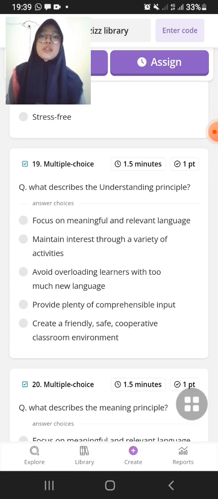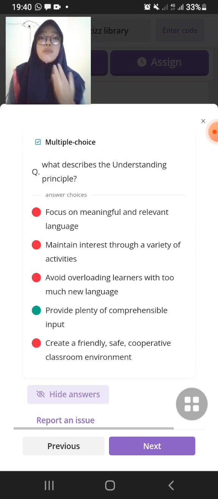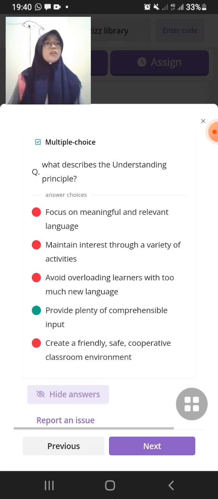Question number 19. What describes the understanding principle? The answer is provide plenty of comprehensible input. Because most of these activities mentioned above first involve learners in learning the word through listening and doing before they deepen their learning through using the word in guided speaking.